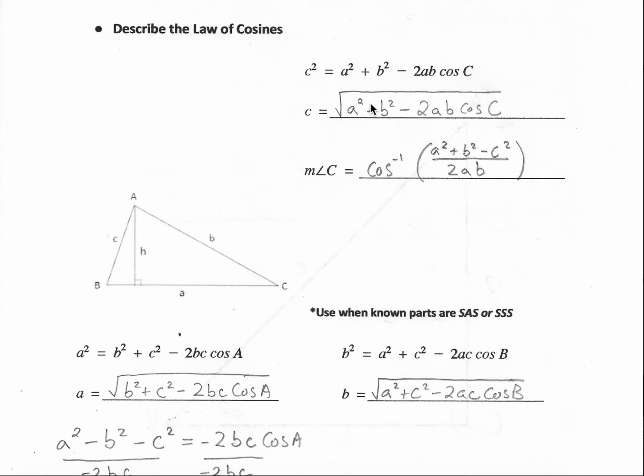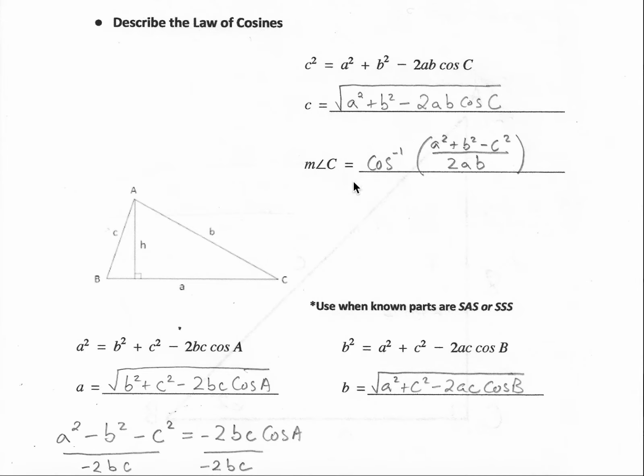Another way that we can use law of cosines is to solve for angle measures. So notice right here at the end of our equation, we're going to be plugging an angle measure in. So if instead we have these three sides, we're going to be able to solve for cosine of C. So we're going to use some algebra to set that up in a minute.